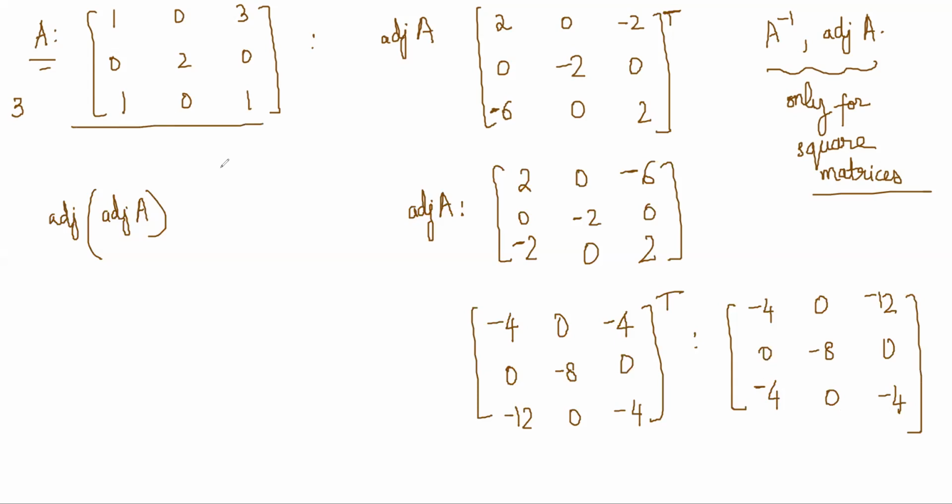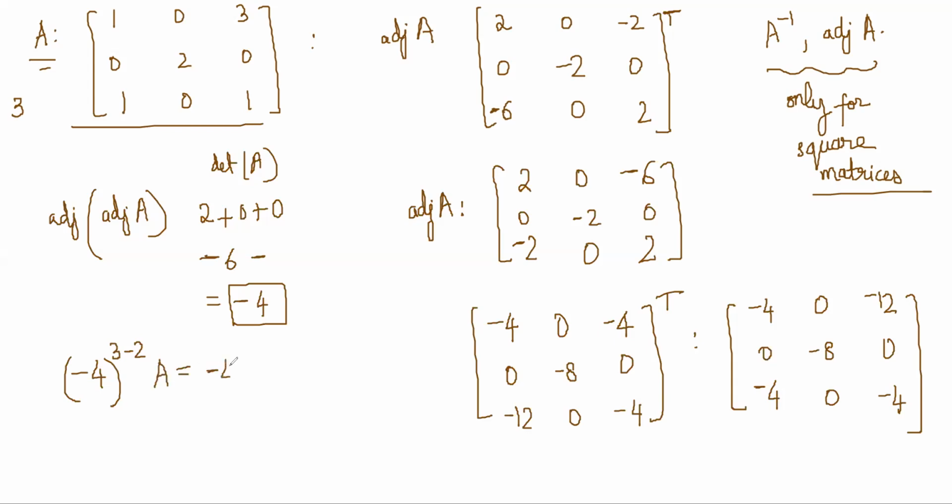Now what is det of A? Det of A by Sarrus's rule: 2 plus 0 plus 0 minus 6 minus 0 minus 0. Det of A is minus 4, no? Correct? And now the property is easily verified. Minus 4, det of A to the power n minus 2, where n minus 2 is 3 minus 2, multiplied by A, basically is minus 4A. Minus 4A is equal to definitely this, adjoint of A, right? See?